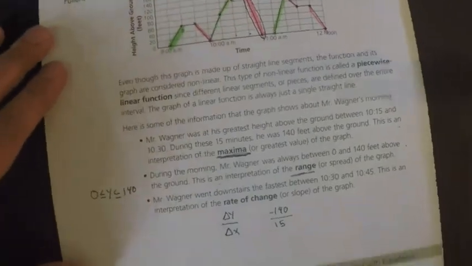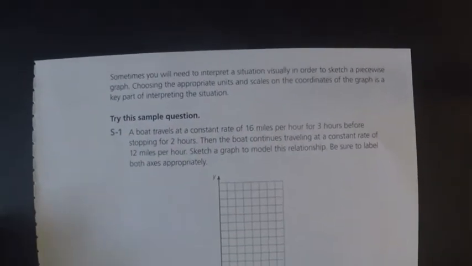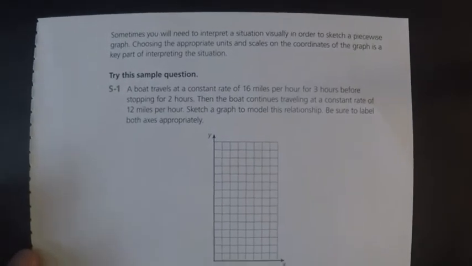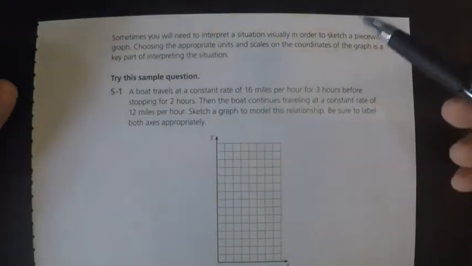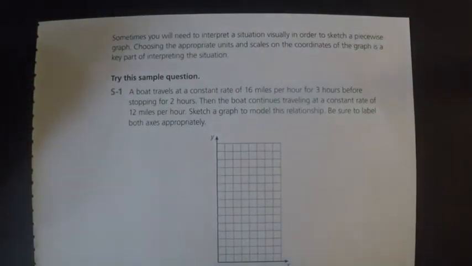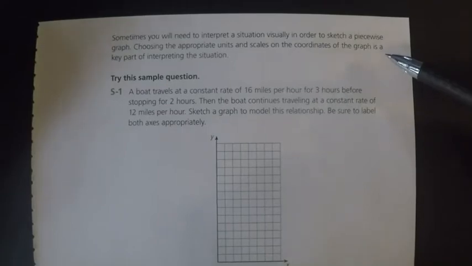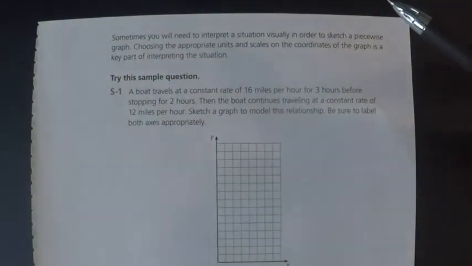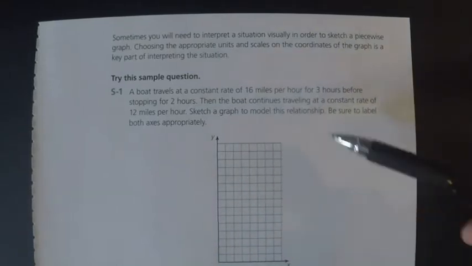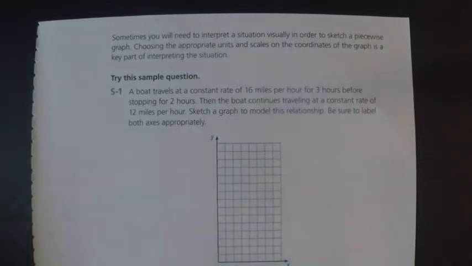Now we're going to go on to the next page, page 9. Sometimes you will need to interpret a situation visually in order to sketch a piecewise function graph. Choosing the appropriate units and scales on the coordinates of the graph is a key part of interpreting this situation. Making sure that you're using most of the graph is important to see what's really happening.